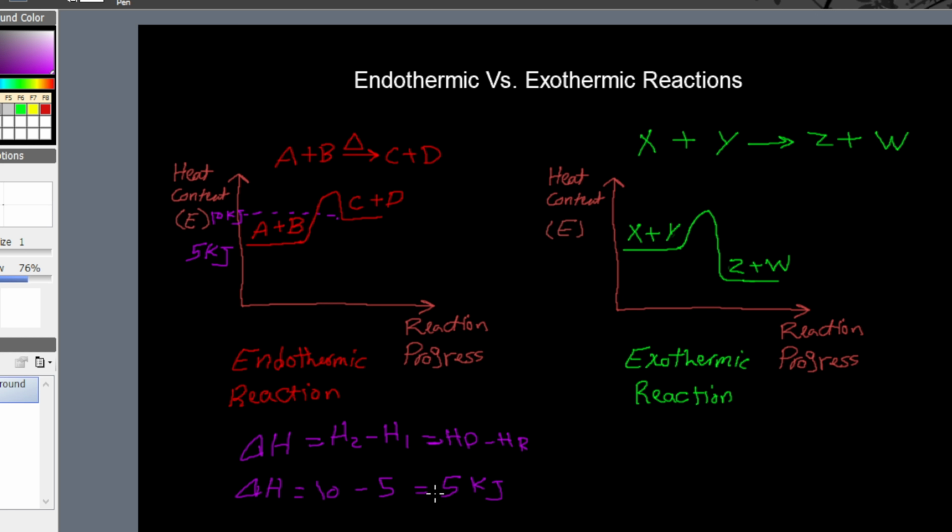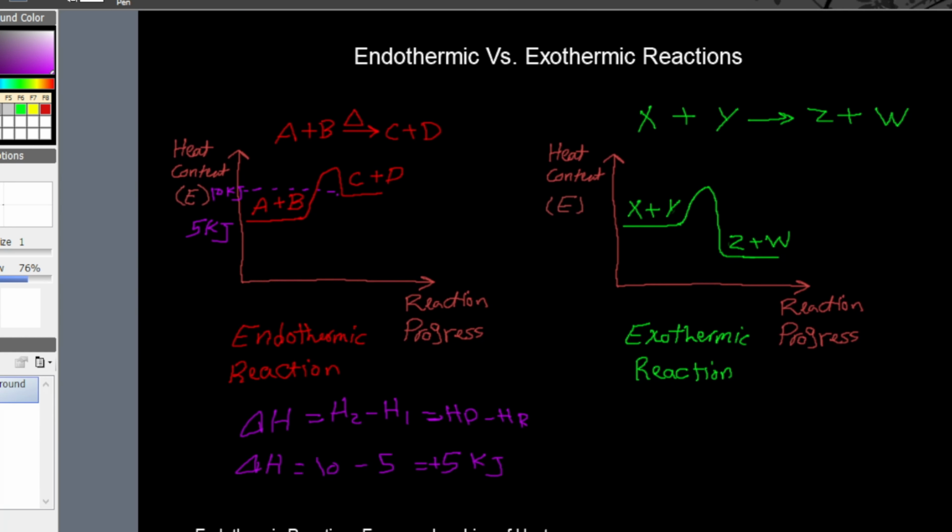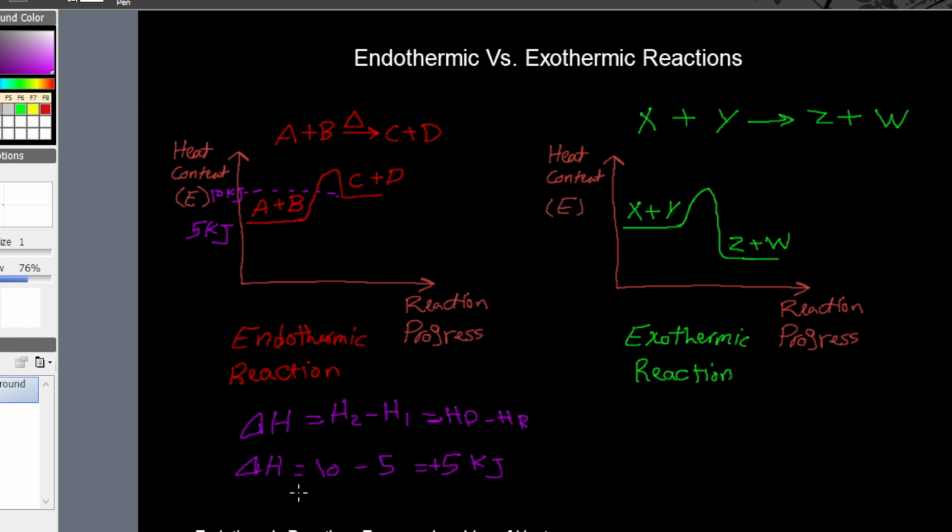So you could see the sign of the delta H here is positive. So the delta H of any endothermic reaction should be a positive value, right? And this actually represents a heat transfer from the surrounding to the system. That means the system gained some amount of energy, right?